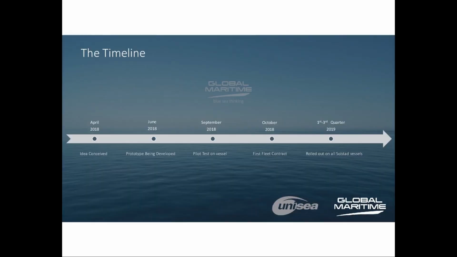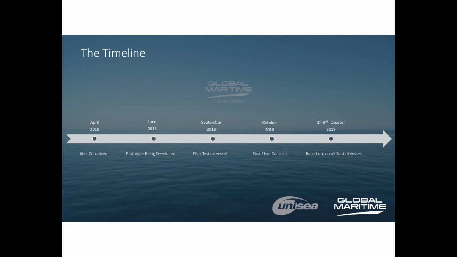I mentioned earlier the timeline and the rapid development that we were very much dependent on. The idea was conceived in April 2018, and it more or less started over a beer, actually. Between April and June 2018, we had very rapid meeting activity with both Solstad and Unisea. And in June 2018, the prototype started to be developed. The benefit of using Unisea was that several parts of the module we made were built on components Unisea already have in their system.